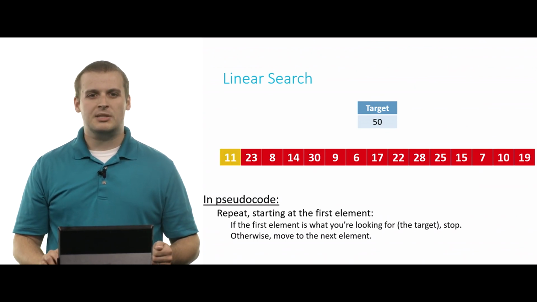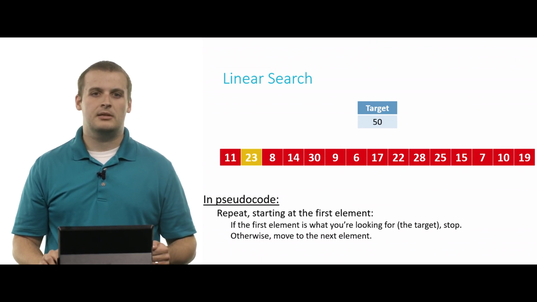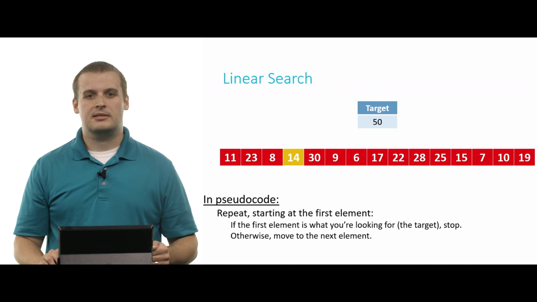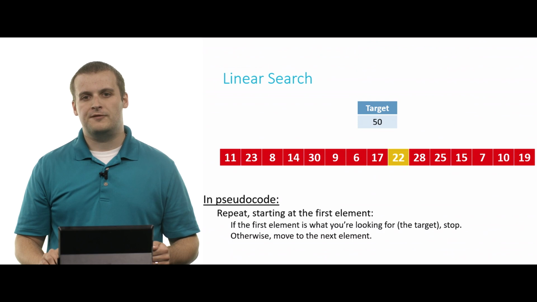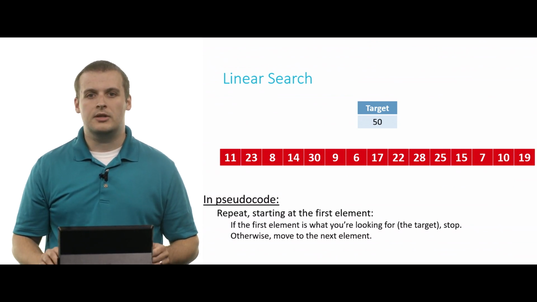Well, sure. So we repeat this process starting at the first element. If it's what we're looking for, we can stop. It's not. Otherwise, we move to the next element. And we can keep repeating this process, examining each element in turn, hoping that we find the number 50. But we won't know if we found the number 50 or not until we've stepped over every single element of the array.